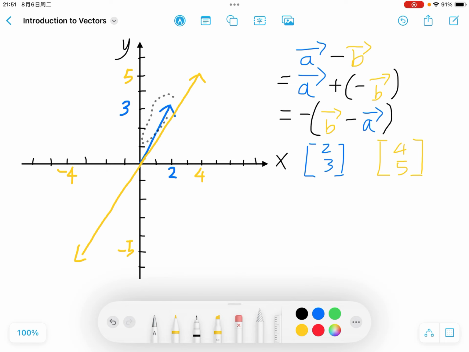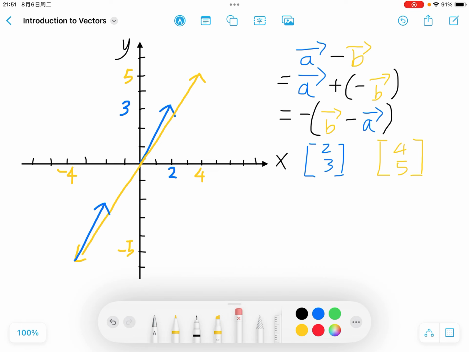We copy one vector and we paste it so that it collides head to tail with the other vector. So how does this exactly work?